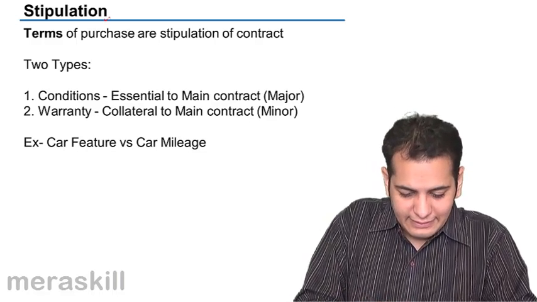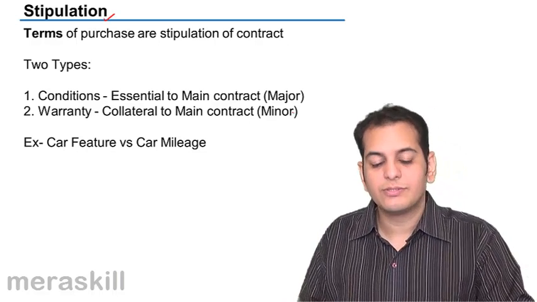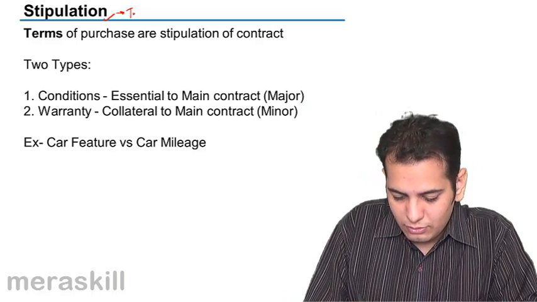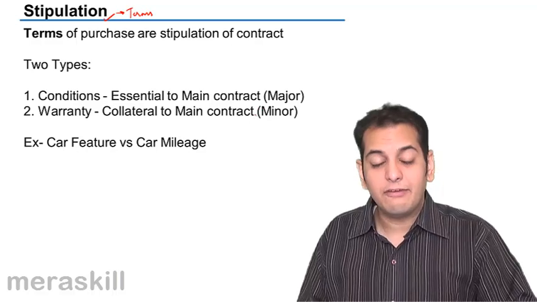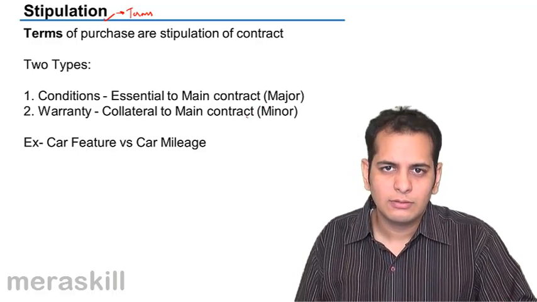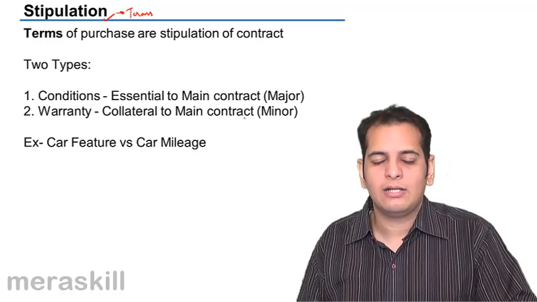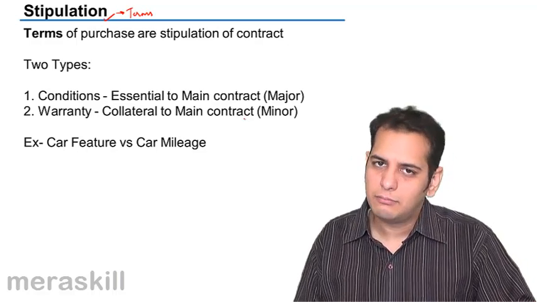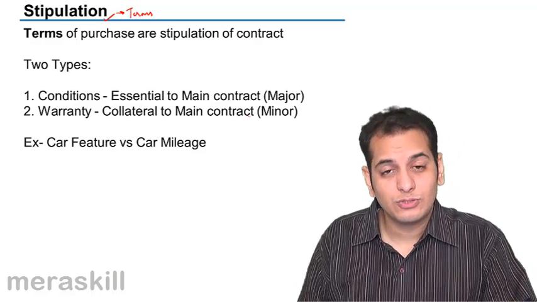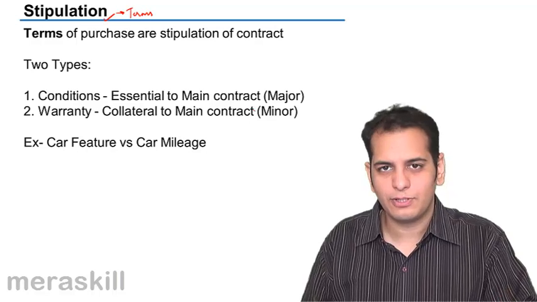Now these are the two types of stipulation. What do you mean by stipulation? Stipulation means term. In every contract there are some terms that you have to follow. Some clauses are agreed between the buyer and the seller, that is the two parties there. So such terms are called stipulation.